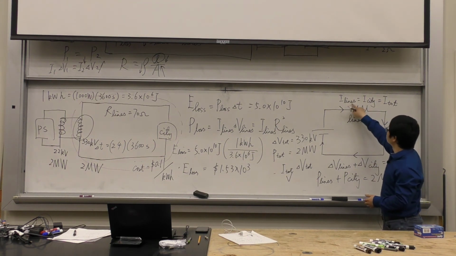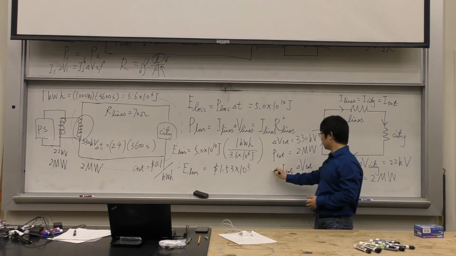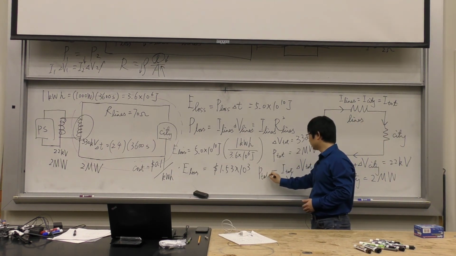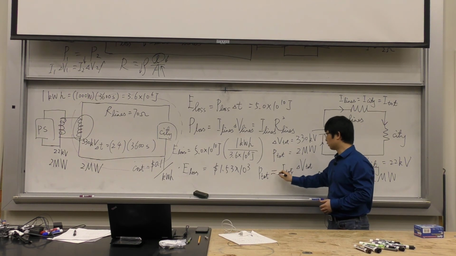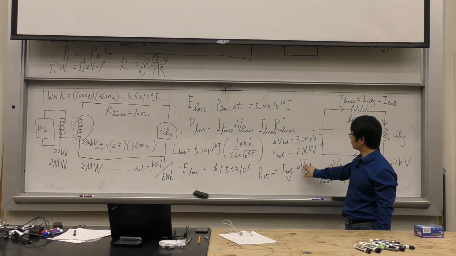The new I is still going to be equal to the I total. How do you find the I total? The P total is still going to be I total times V total, right? The step is the same. The only change is this: the V total becomes a new value.